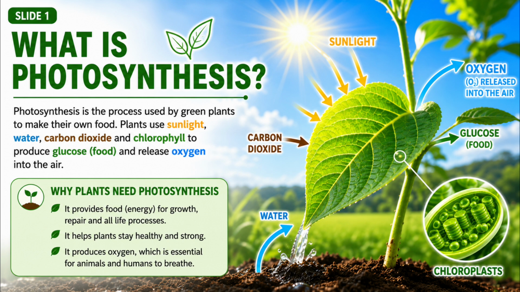During this process, plants produce glucose, which is their food, and release oxygen into the atmosphere. Without photosynthesis, plants would not be able to grow, develop flowers, produce fruits, or form seeds. Every crop that farmers grow, from maize and wheat to vegetables and fruit trees, depends on this process to survive. Photosynthesis is also important for people and animals because it releases the oxygen we breathe every day while providing the food that forms the beginning of almost every food chain on Earth.